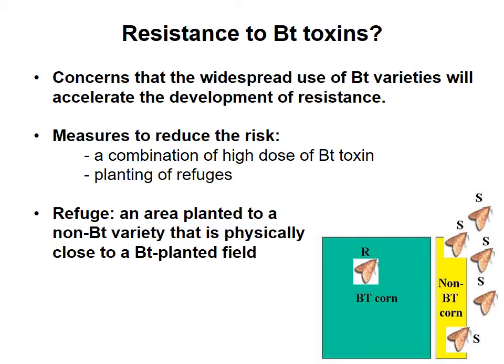So in this image that you can see of a Bt refuge strategy, in which at least 20% of the farm's acreage is planted to the non-Bt corn, the capital R refers to the resistant European corn borer adult, and the S refers to a susceptible adult.